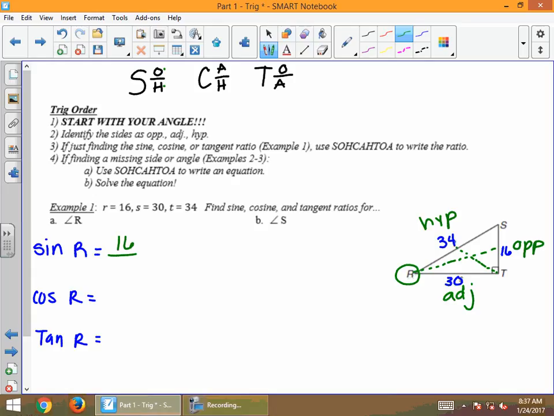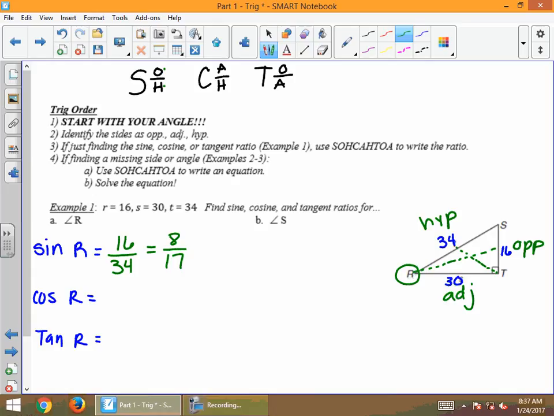So that's going to go on the top. We labeled our hypotenuse as 34. That's going to go on the bottom. It's really important, you must simplify your fractions. So 16 over 34 reduces down to 8 over 17. So there's the ratio for the sine of r.